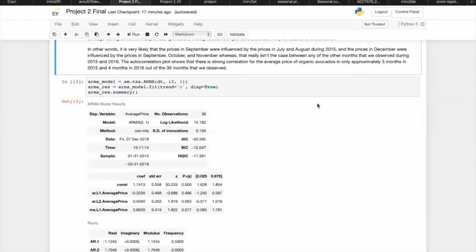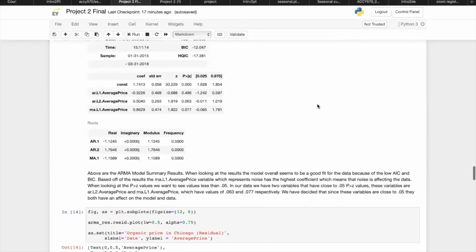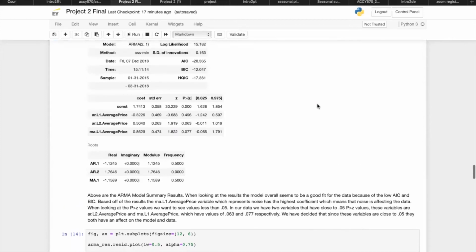I'm going to discuss a little bit about the ARMA model. So this model, the ARMA model summary results. When we take a look at these summary results right here, you notice that the AIC and the BIC are both relatively low numbers, which indicates that this model is actually a fairly good fit for the data.